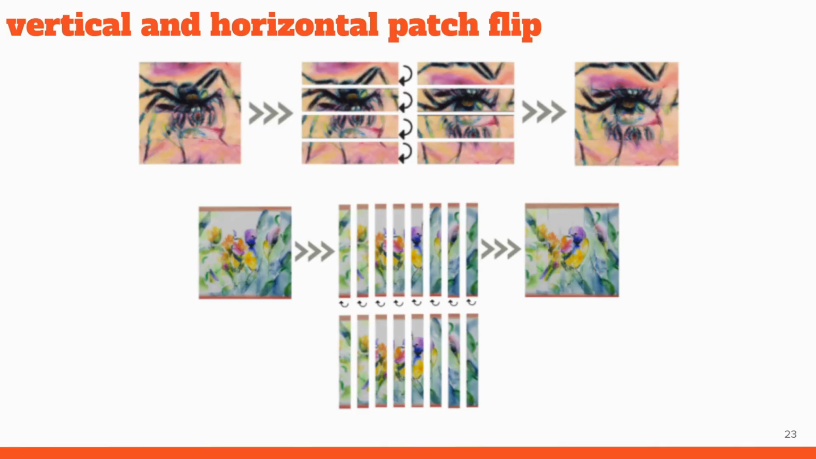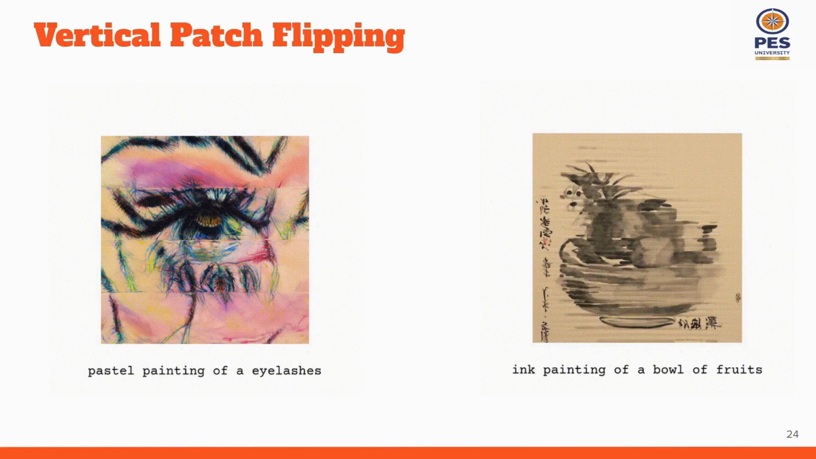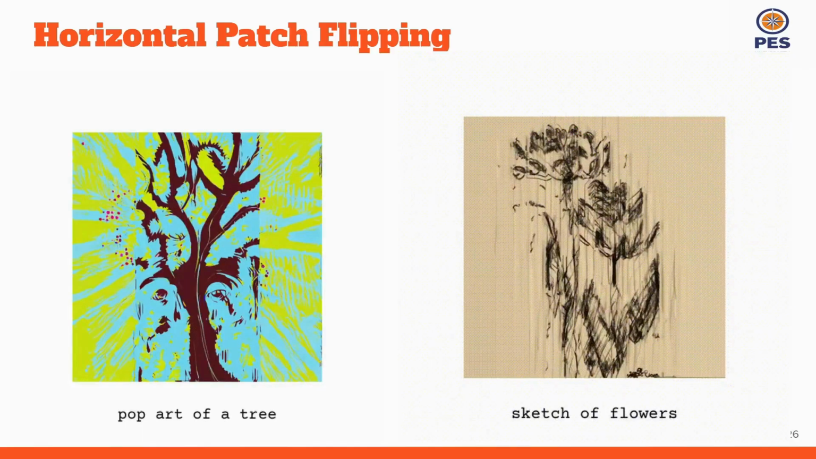Here, the image is divided into n cross n grid of patches, such as 8 cross 8 or 16 cross 16. Each patch can be flipped horizontally or vertically. These local changes create new visual patterns while preserving the global structure required for multi-view generations. So these are the examples for vertical patch flipping. And these are the examples for horizontal patch flipping.